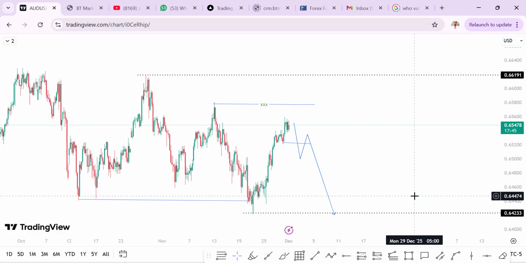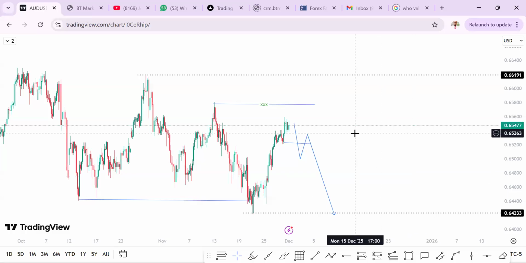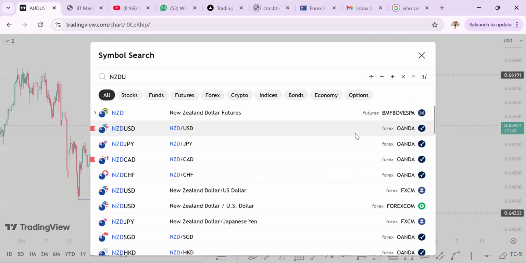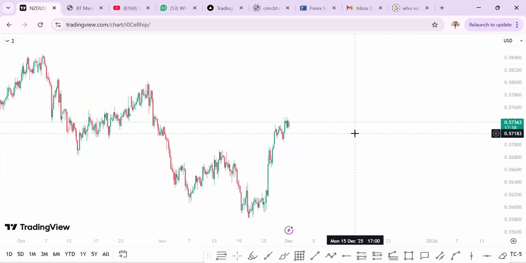So that will move us to NZUSD. NZUSD is playing the same role. It's playing the same role.